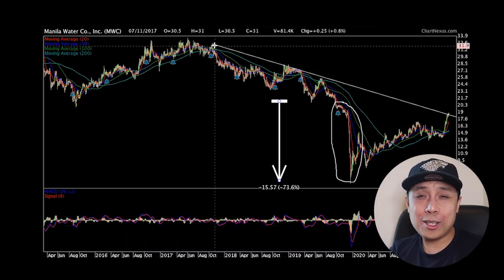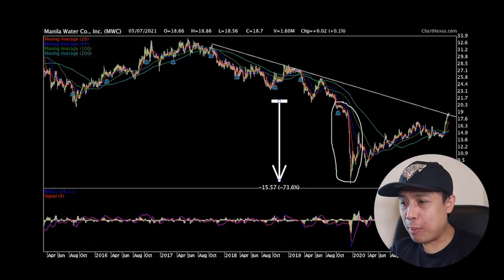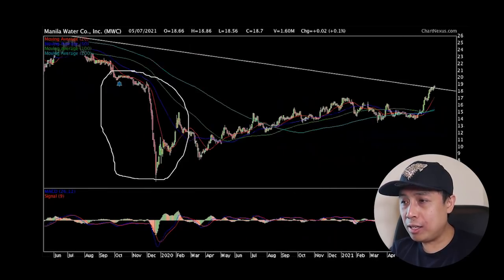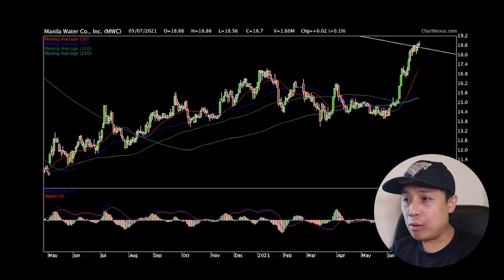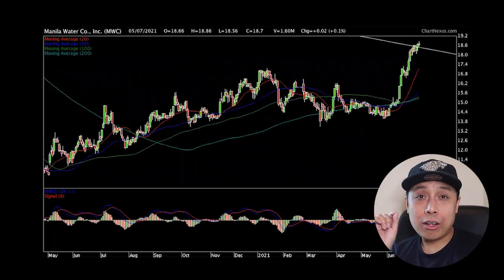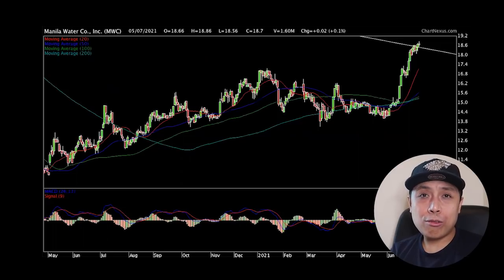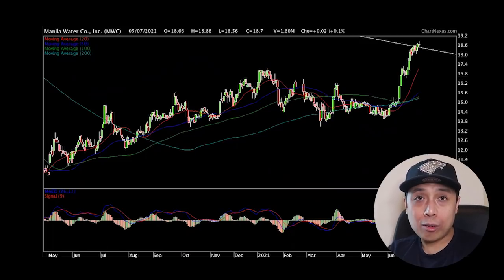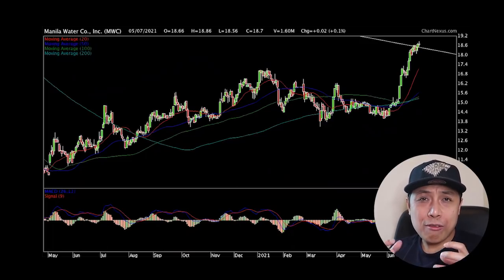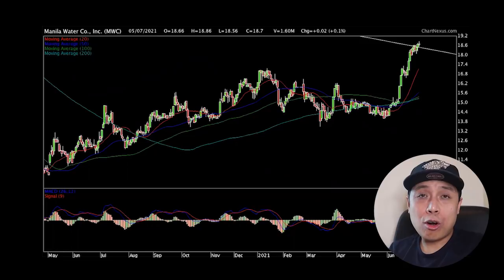That being said, I want to zoom in here that for the first time, this was around 2017, so it's already 4 years in the making. For the first time in the past 4 years, we finally have Manila Water trying to break out of that 4-year downtrend. So the key thing to watch out for right here, right now, is this particular line. If it goes above this, then we have a shot to see Manila Water even push higher because it's now starting to break out from a very long and strong downtrend.